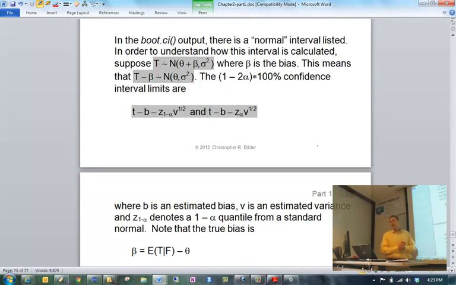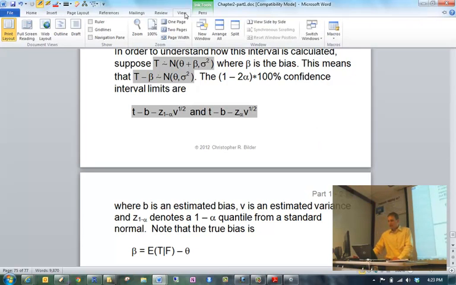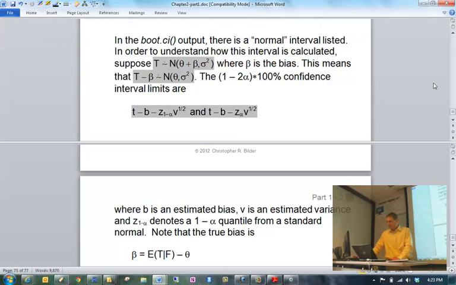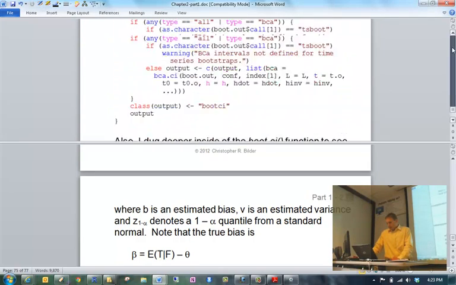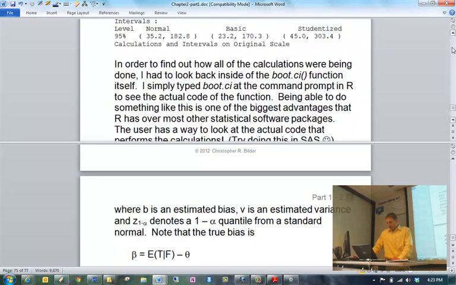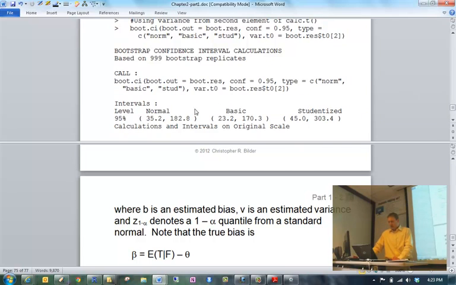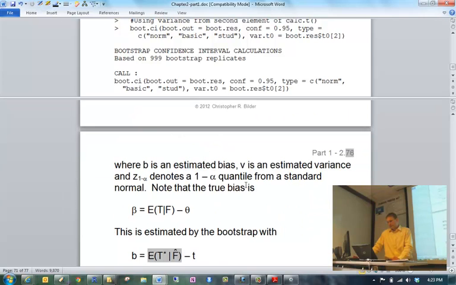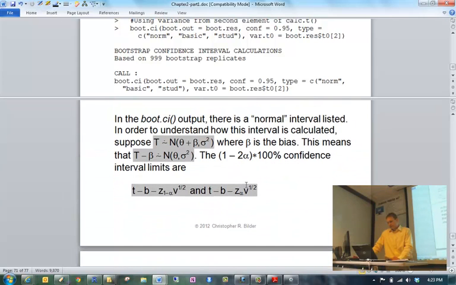Okay. Lastly now, if you remember the boot.ci output, do a split screen. There was another interval calculator, something called normal. Well, what is this interval exactly? Let's talk about that. Okay.